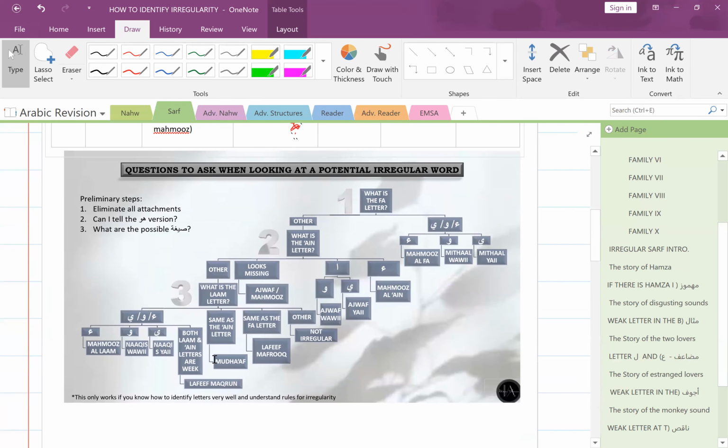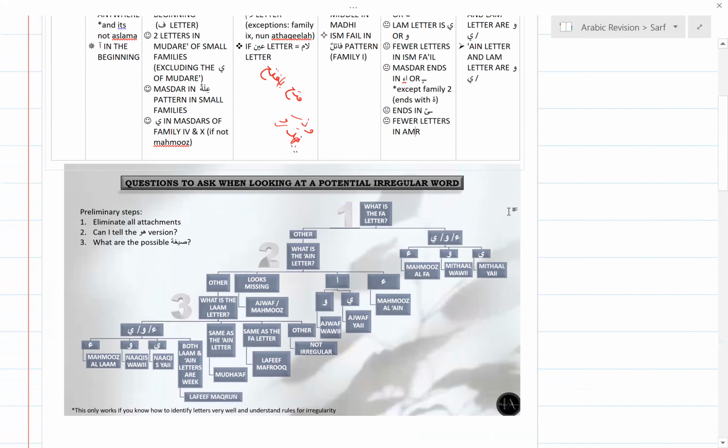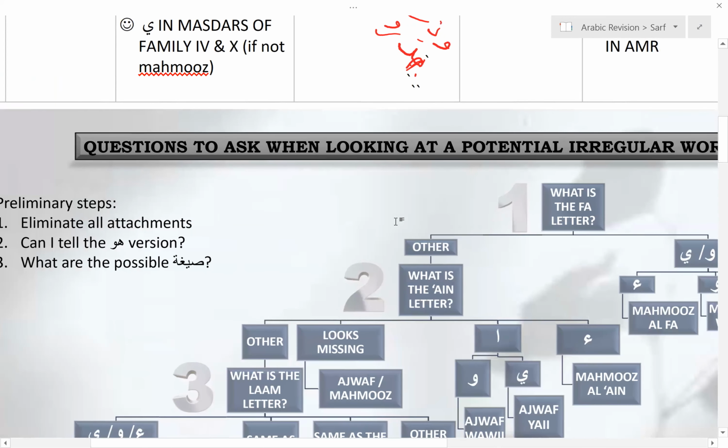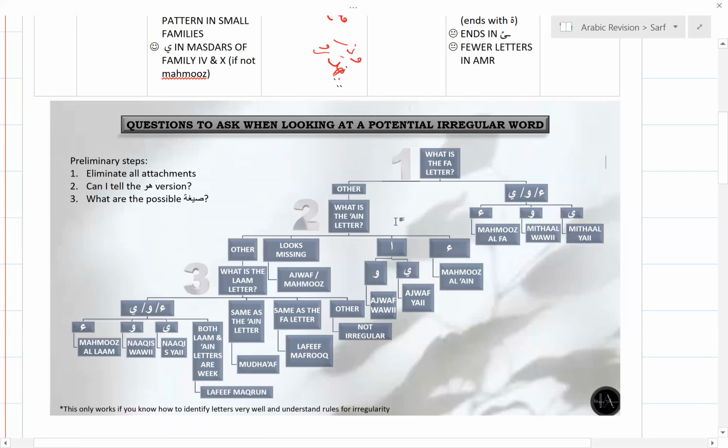Okay, so let's look at this table. I think I should make it bigger because it's a bit small. Okay, I think that works.